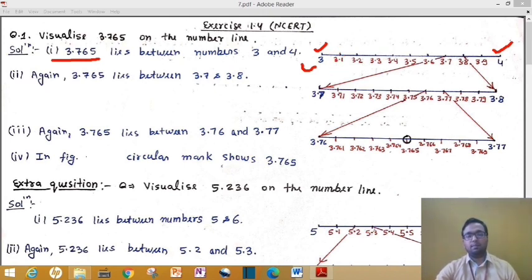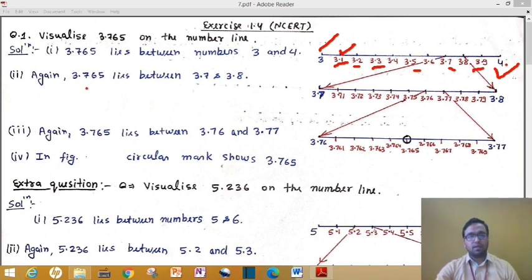Then you have to make 10 divisions, like 1 division, 2 divisions, 3 divisions. With the help of a scale you can make this. And remember, if you draw a line of 10 centimeters, that 10 centimeter line can be divided into 10 equal parts. In this way you can draw this. So the first division will be written as 3.1, the second division 3.2, the third 3.3, and so on. The ninth division will be 3.9, and the last one is 4.0, or simply 4.